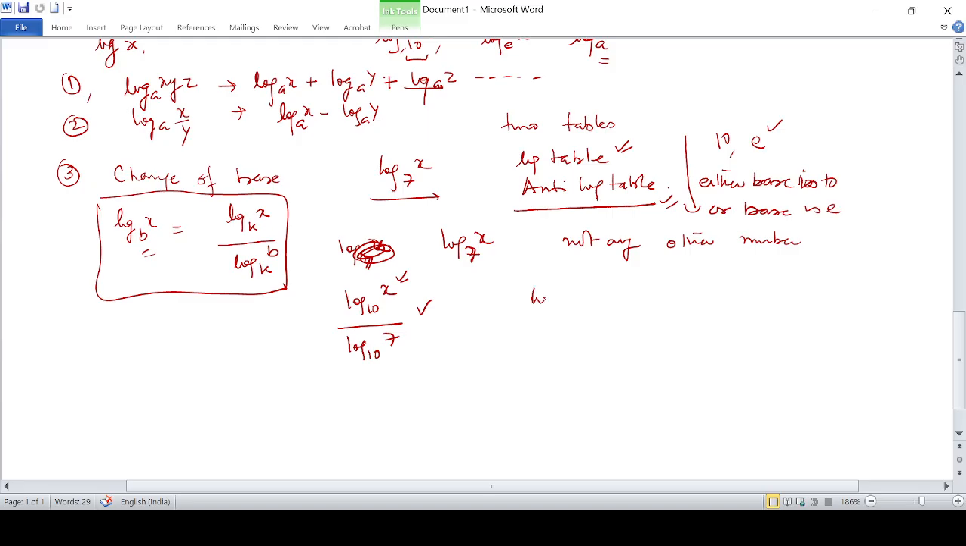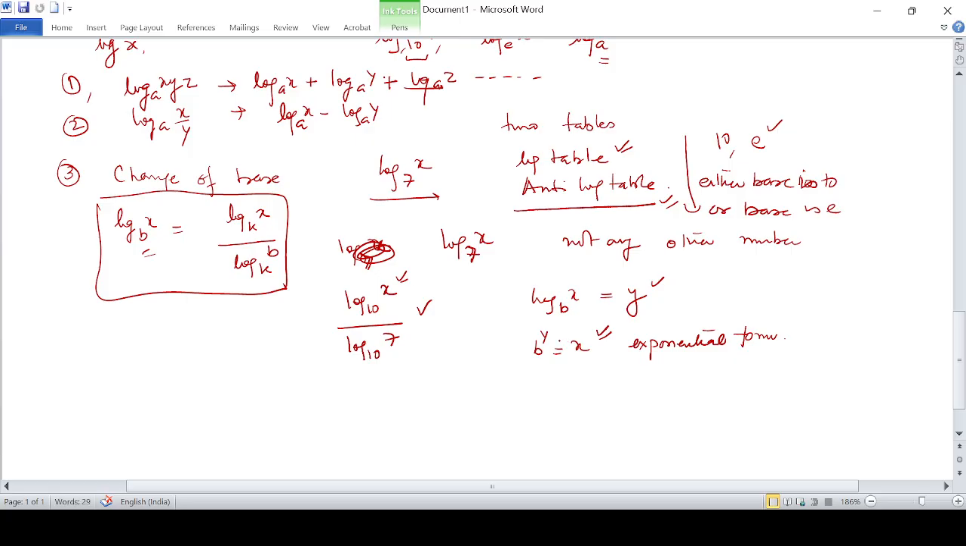Suppose we write log_b x and let it become y. So, what will happen? In exponential form, b raised to the power y is equal to x. This is the exponential form. So, you will write it in this way. Now, get the value of this log.